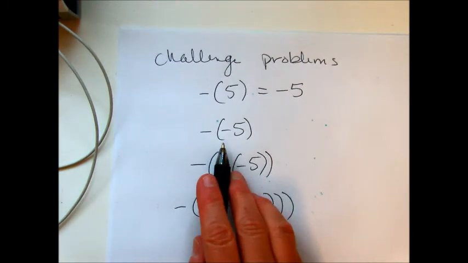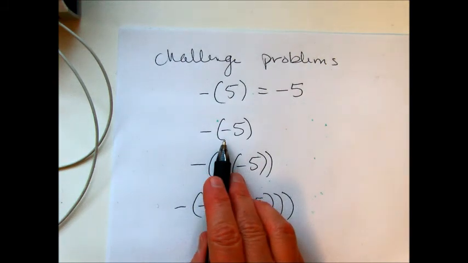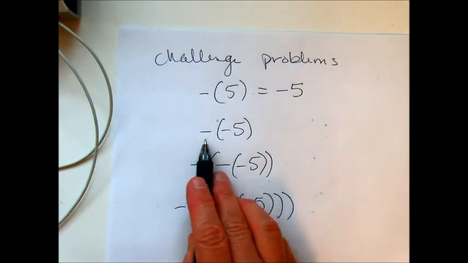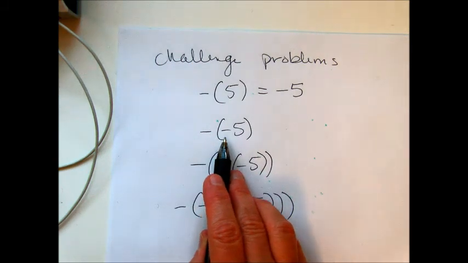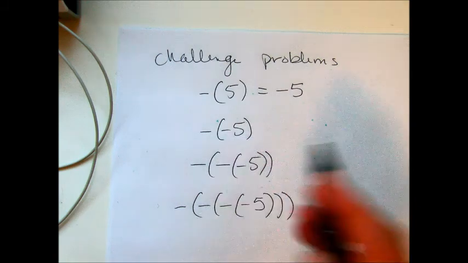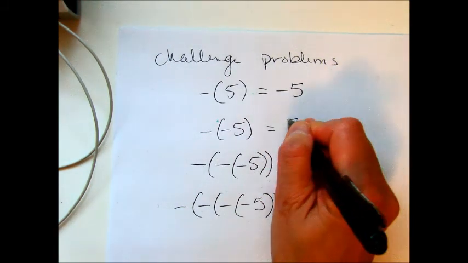Here we have, inside the parentheses, a negative 5, and on the outside we've got this symbol. We're going to say that's the opposite of a negative 5, and so the opposite is going to be a positive. So the opposite of a negative is a positive. The opposite of a positive is a negative. So that's going to be positive 5.